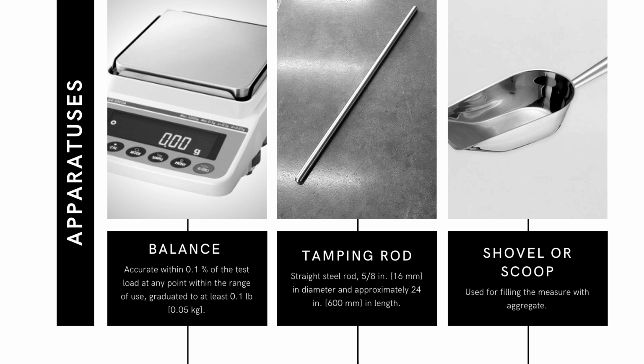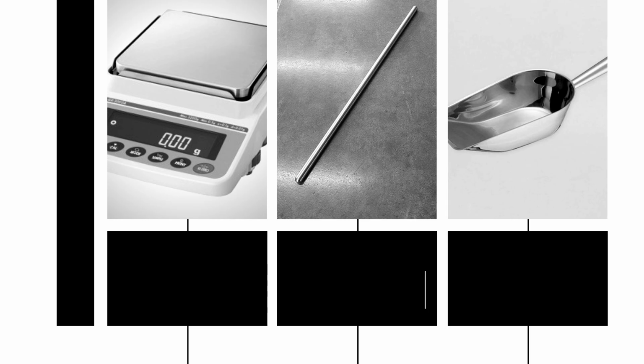These are the apparatuses that are used in this test procedure. First is balance. Balance must be accurate within 0.1% of the test load at any point within the range of use, graduated at least 0.1 pound or 0.05 kilogram. Second is a tamping rod: a straight steel rod, 5/8 inch or 16 millimeter in diameter and approximately 24 inches or 600 millimeter in length. Third is a shovel or scoop, used for filling the measure with aggregate.